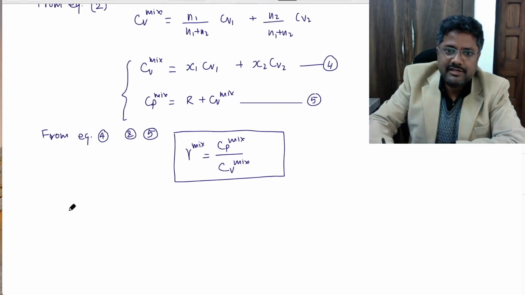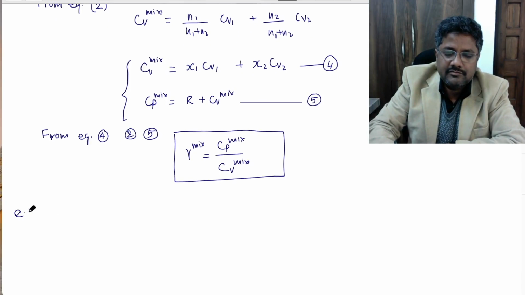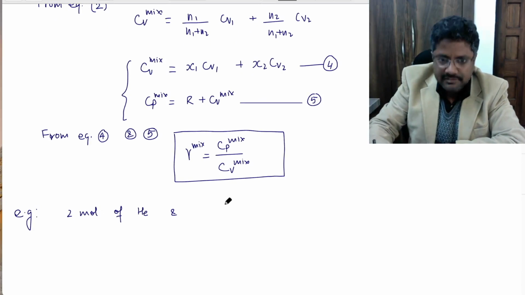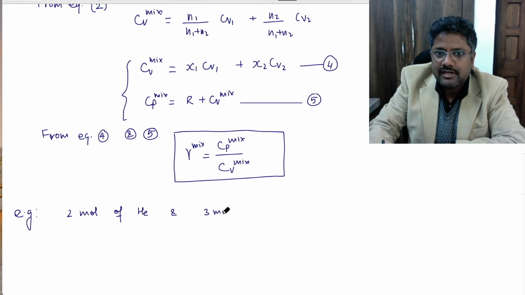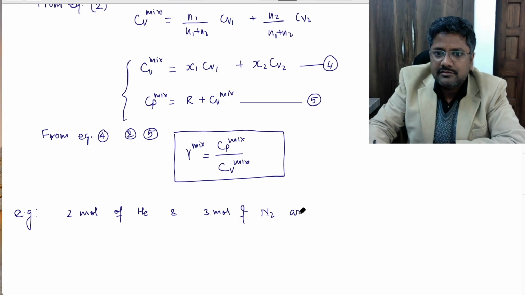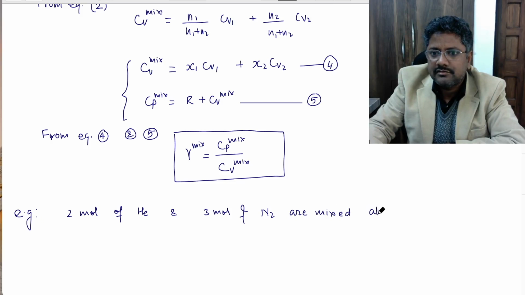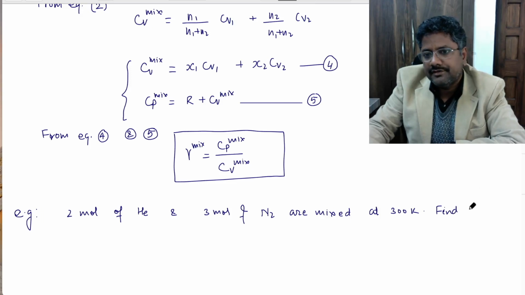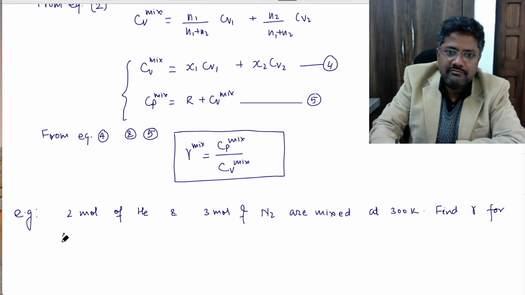For example, suppose that 2 moles of helium and 3 moles of nitrogen are mixed at 300 Kelvin. Find gamma for the mixture.